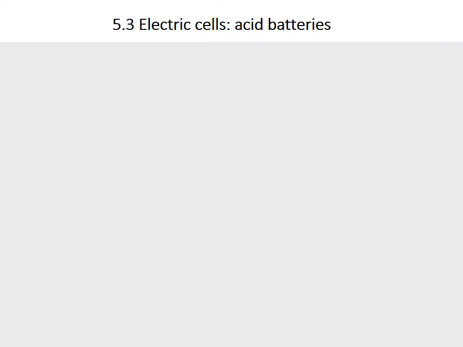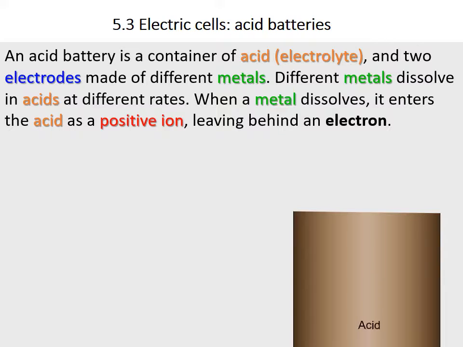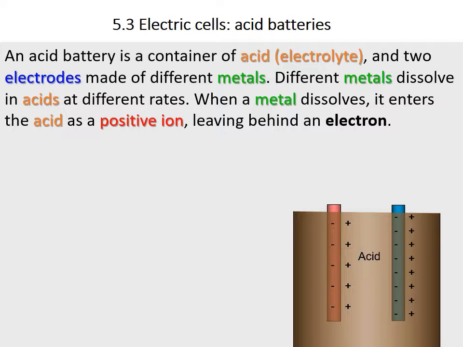The first type of battery is the acid battery. It contains an acid, which is an electrolyte, and two electrodes made of different metals. Different metals dissolve in acids at different rates. They have different reduction potentials. And when a metal dissolves, it enters the acid as a positive ion, leaving behind an electron. So acid, two different types of electrodes.